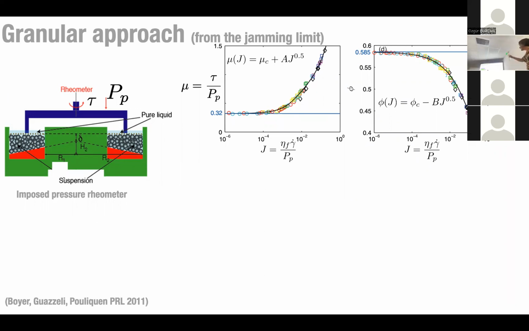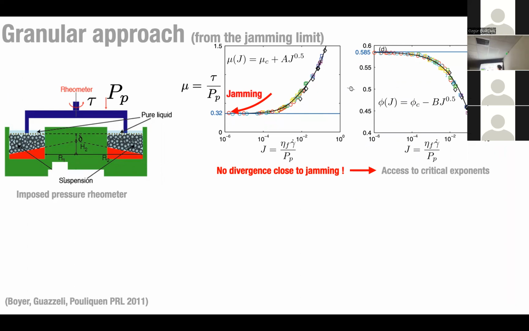There would be many things to describe here, but maybe the main point is that with this pressure imposed configuration, there is no divergence close to jamming. Jamming is when J goes to 0. And this is because mu, by definition, is the ratio of tau over pp, two quantities that diverge in the volume imposed configuration. But here, the divergence cancels out. And so you see that the friction coefficient of the suspension remains finite, even at the jamming point. This allowed a lot of progress in understanding the rheology of suspensions, because we were able to make measurements very close to the jamming point, and so we could access the critical exponents that characterize this divergence.